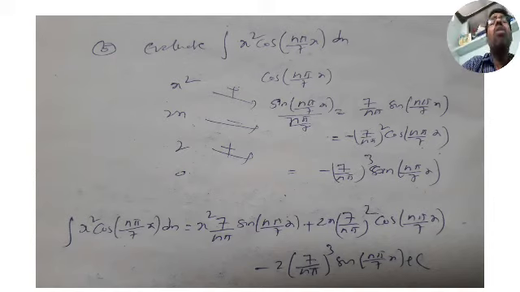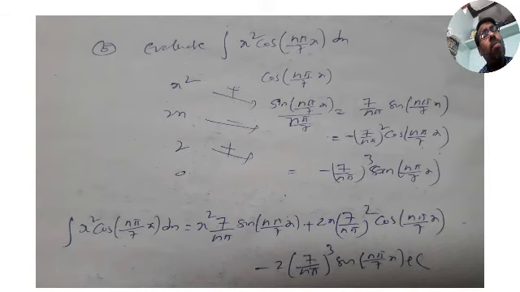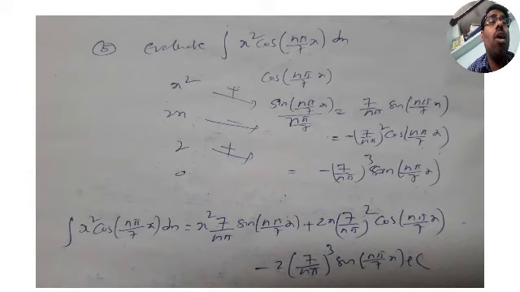Yes, look at the problem. What's the problem? Evaluate integration of x square into cos of n pi by 7 into x dx. Look at this product. It has two functions, a product of two functions, one is x square and the second is cos of n pi by 7 into x. Since one of the functions is an algebraic function, you can apply Bernoulli's rule straight away.